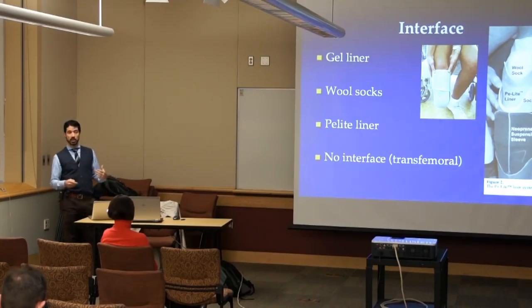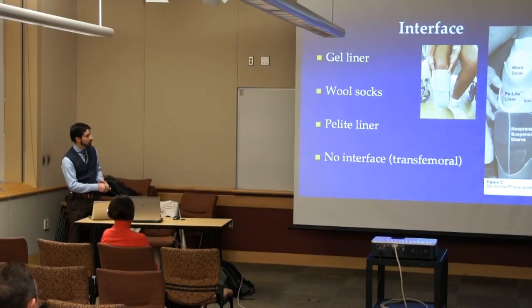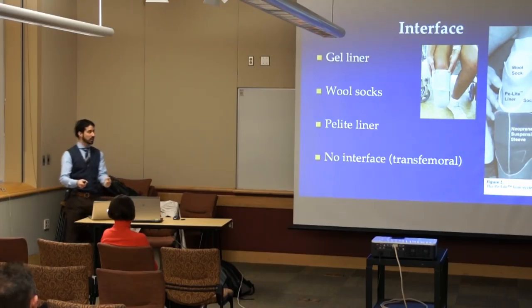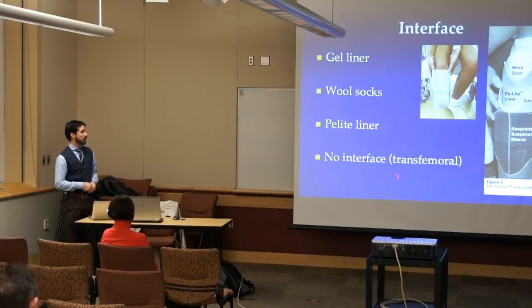Wool socks can be used over a gel liner or just directly on the skin. A P-Lite liner, I'm giving an example right here. So this is a closed cell foam type of material that you essentially shape to the limb. And you can put little handles on it, so that can actually ease the donning of the prosthesis for some people.